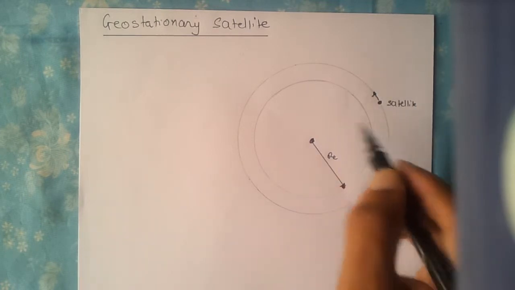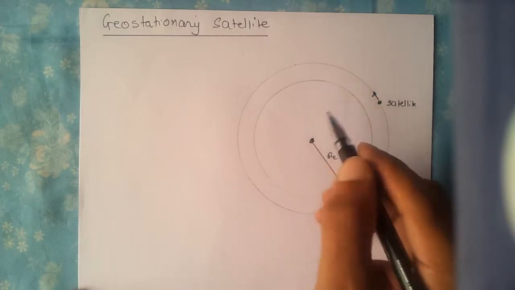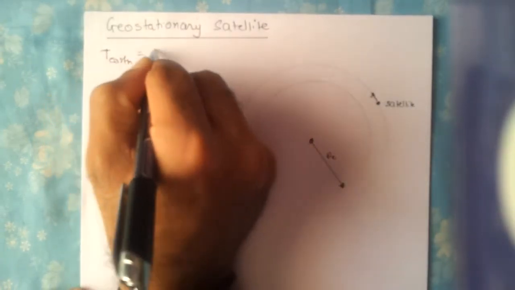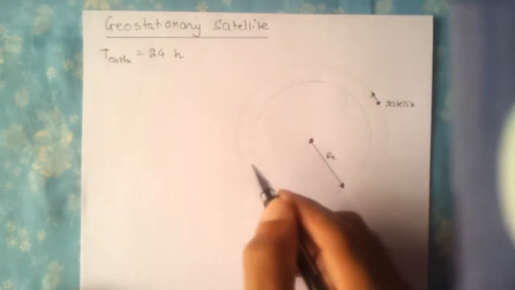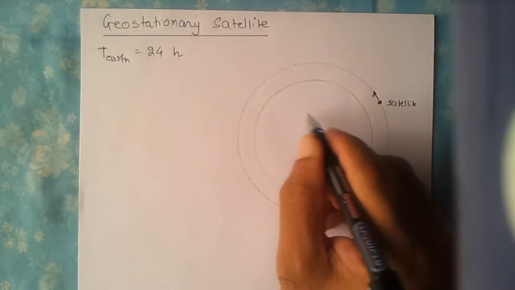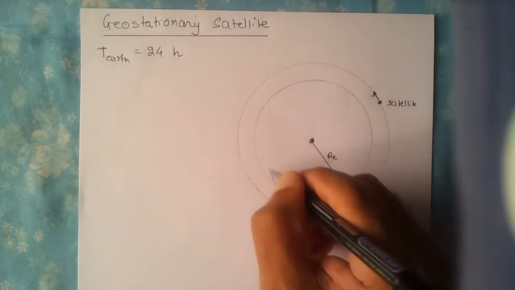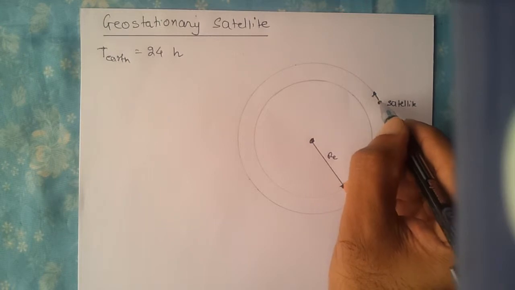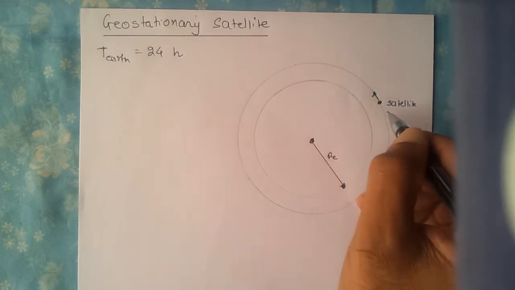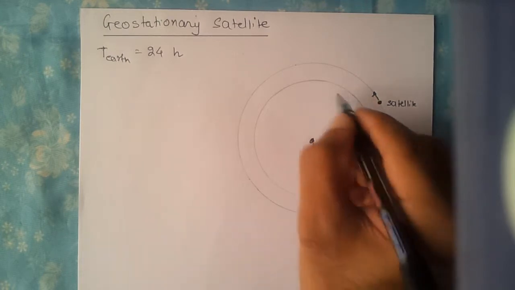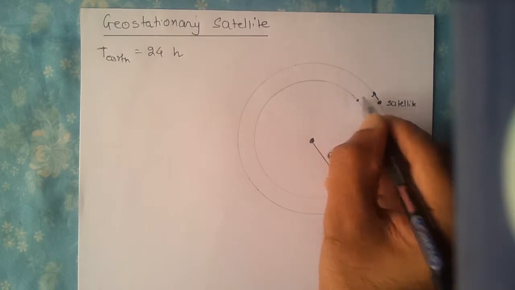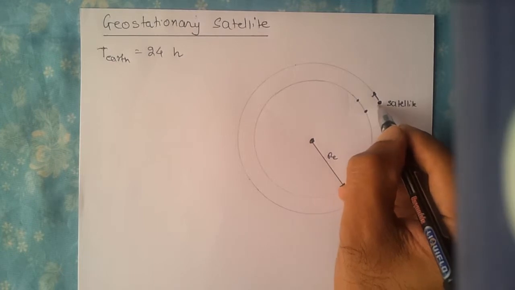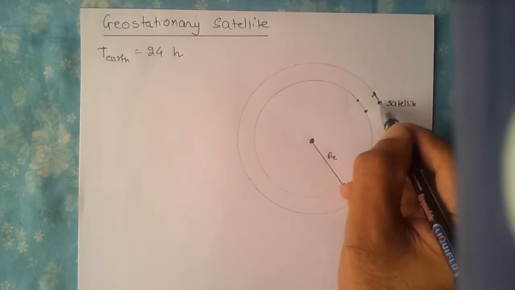So this is a satellite which is revolving over here. Now, the time period of revolution of the Earth is 24 hours. That means the Earth revolves around its own axis in 24 hours. Let us say the satellite which is revolving also has a time period of 24 hours. Then what would happen? If there's a person on the surface of the Earth over here, or let us say here, he will see the satellite overhead.